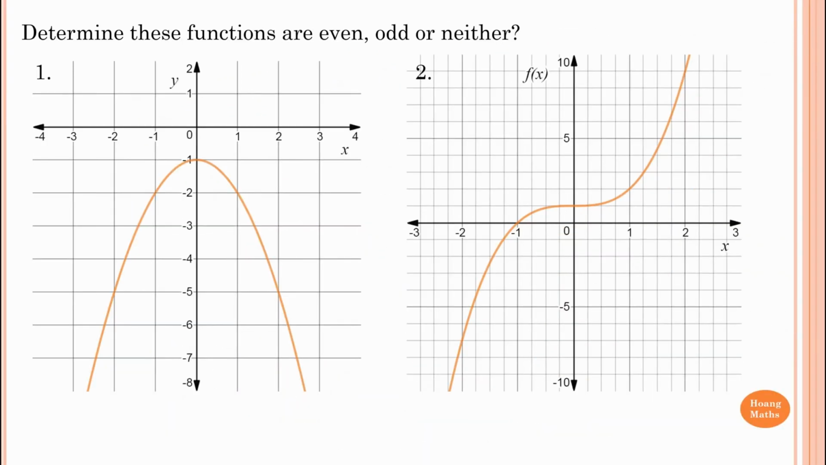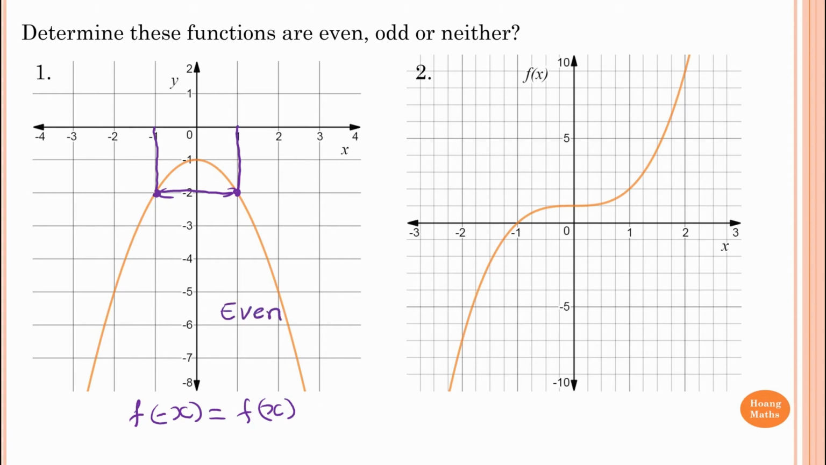Please stop the video and try this one yourself to determine whether these are even, odd, or neither functions. First one: we know f of 1 is equal to negative 2, and f of negative 1 is also equal to negative 2. So in other words, f of negative x is equal to f of x. Therefore, it is even.